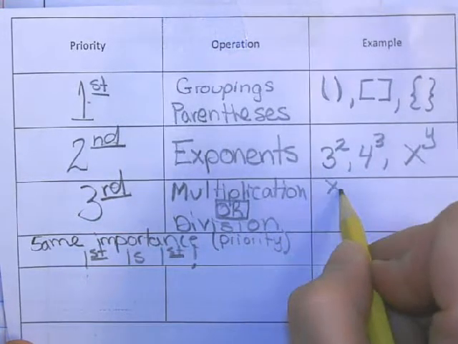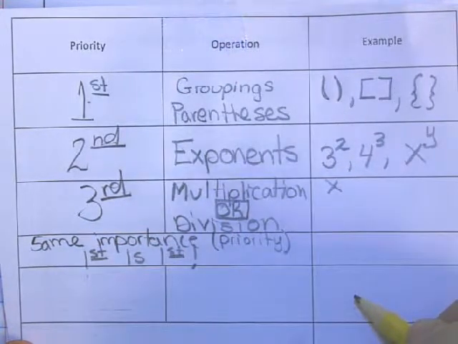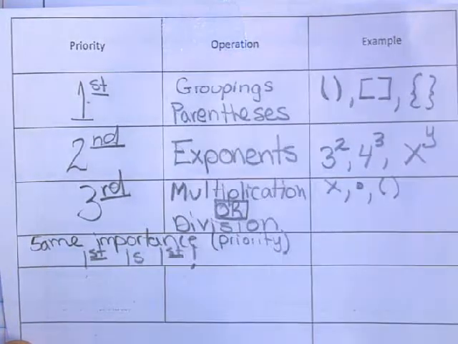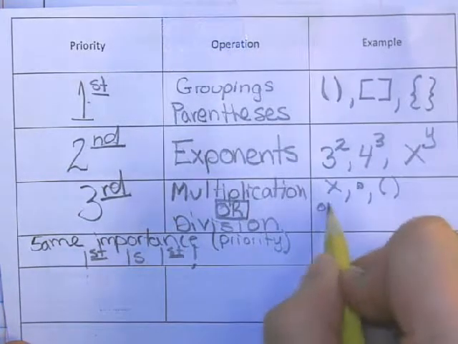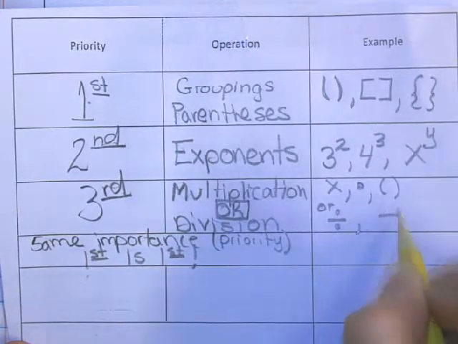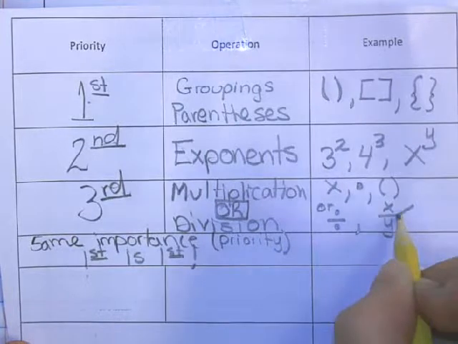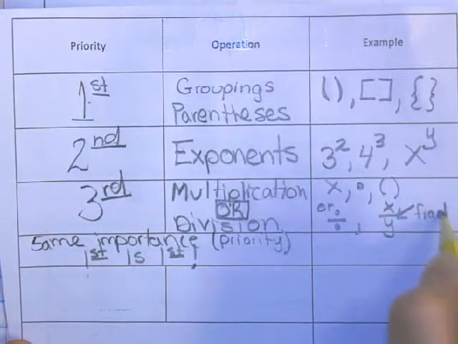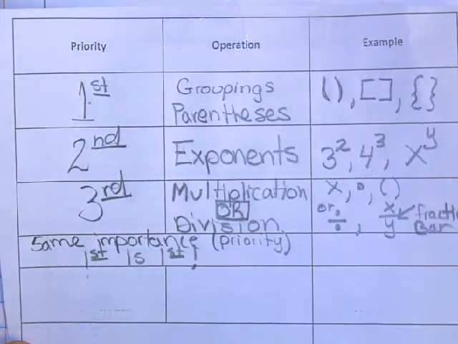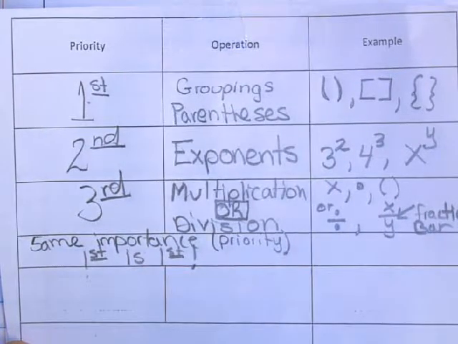So let's look at the examples of multiplication. You could have the standard times symbol, you could have the dot, you could have the parentheses. For division, you could have the division symbol like this, or you might have the fraction bar, like x over y. Either of those. Again, same importance level. First is first. Whatever comes first in the problem.